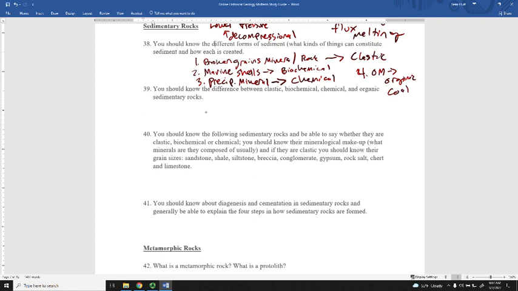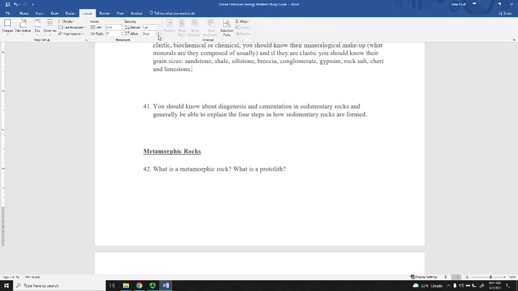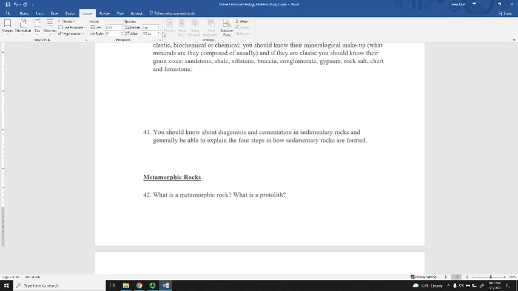Okay. So I already kind of answered number 39 for you above, just based on the difference between the different classes is what the material that composes the sedimentary rock, the sediment, is made out of. Now number 40. You should know the following sedimentary rocks. Be able to say whether they're clastic, biochemical, chemical, and you should also know their mineralogical makeup. Okay, so let me talk a little bit about this here. I'm going to give myself a little bit more room here to talk.